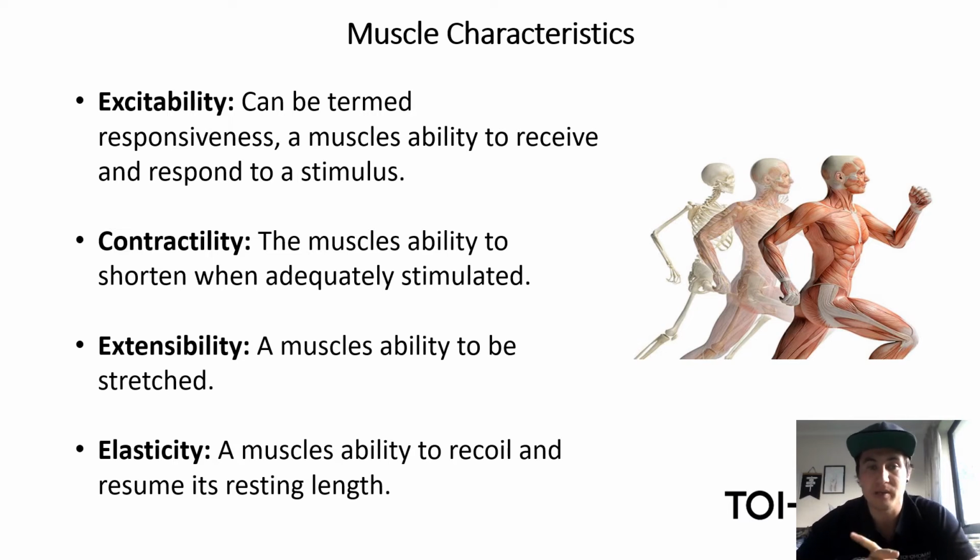Extensibility is the muscle's ability to be stretched without being damaged, and elasticity is the muscle's ability to recoil and resume its resting length. Within its structure, and this is outside of the tendon component, there is connective tissue within muscle and structures within the contractile units of muscle that actually provide it with some elastic properties.